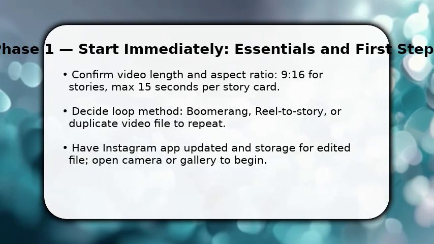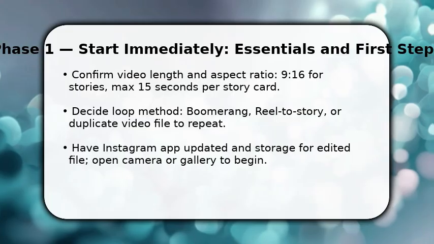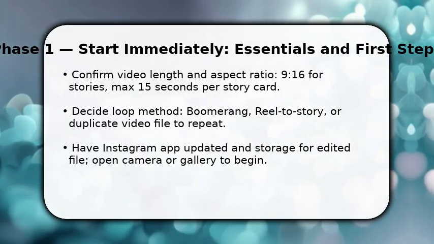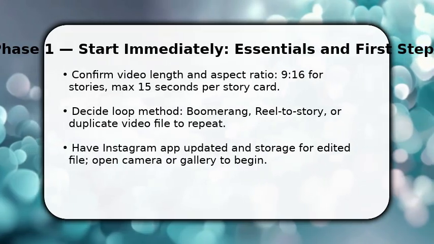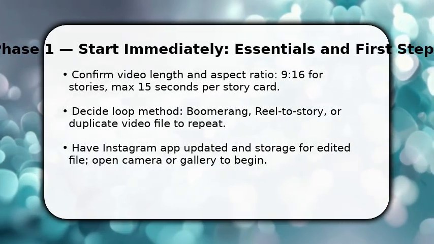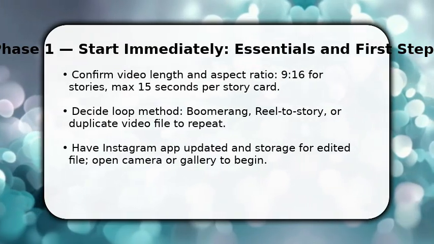Enjoy the video. You start by choosing how you want the loop to behave. Trim your clip to the core action and make it 9:16 for a clean story fit. Instagram shows 15-second cards. Once done, pick a looping approach. Make a boomerang for instant loop, export a looping video from an editor, or turn a reel into a story.